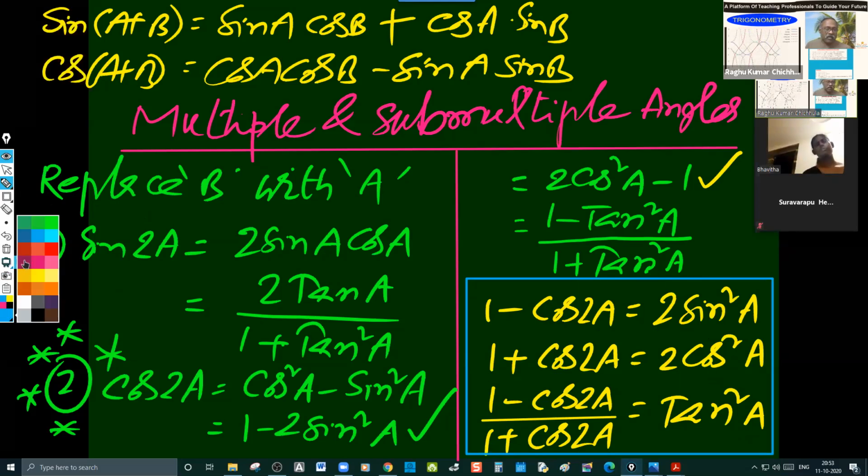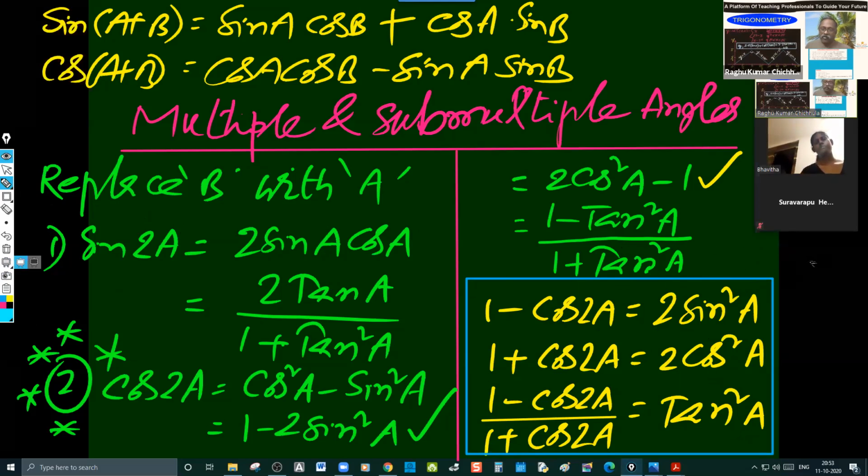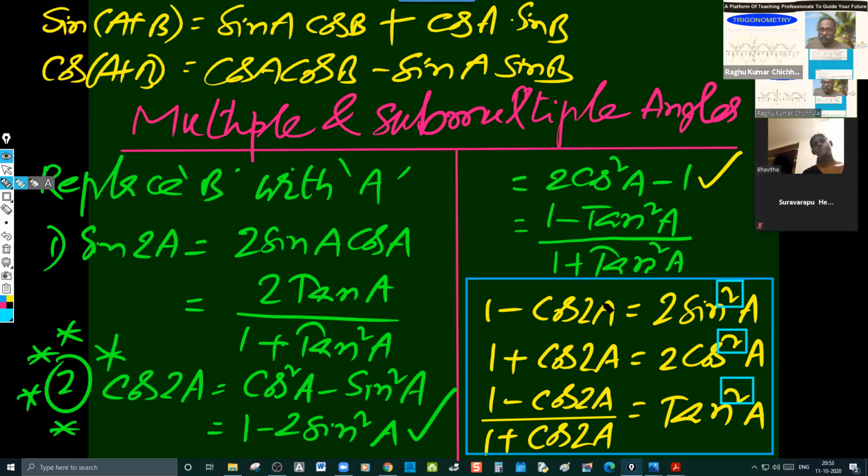Sometimes in calculus, you have to reduce the powers. What is the meaning of reducing the power? Here, the power is 2. What is the power here? 2. What is the power here? 2. And if you want to reduce the power 2 to 1, what is the power here? 1. Here, 1. Here, 1. So the power is reduced to 1. These are called reduction formulae.